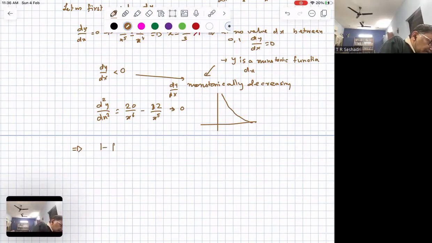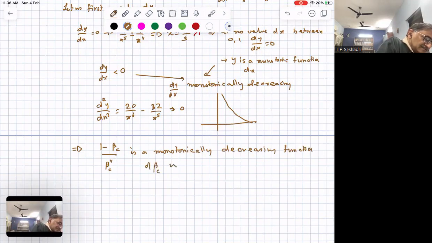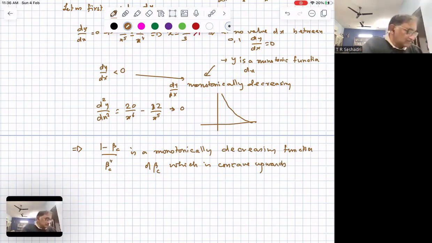So all this I did just to show that it's monotonically decreasing, which implies that (1 minus beta c) by beta c to the power 4 is a monotonically decreasing function of beta c, which is concave upwards. So without having to actually plot it, we know generally what happens to this.